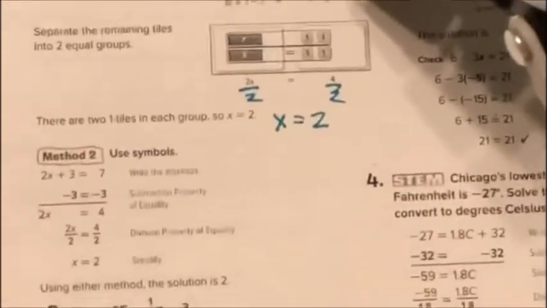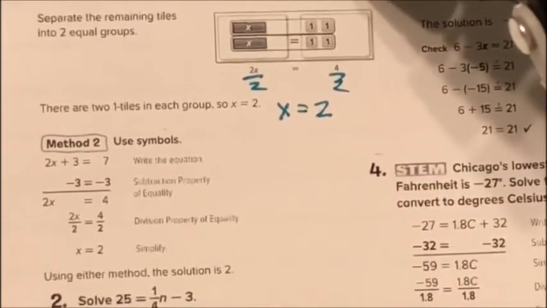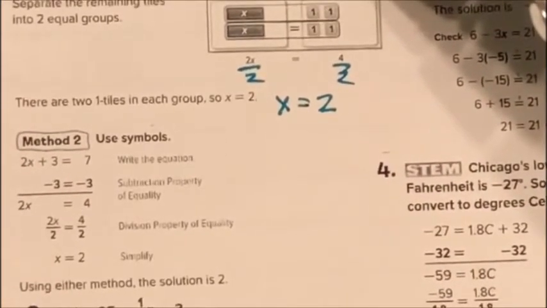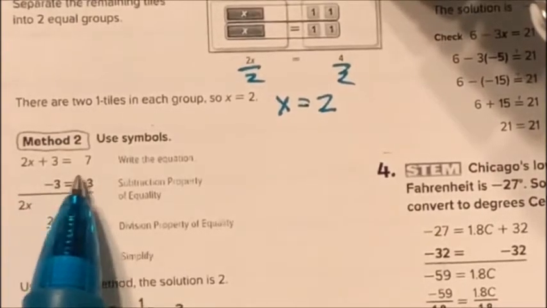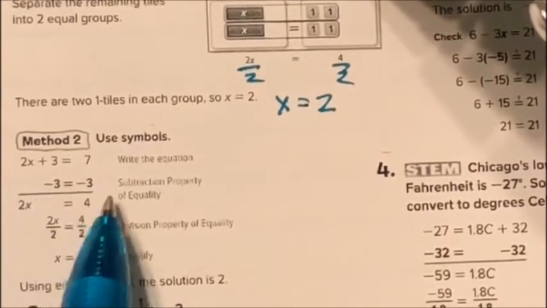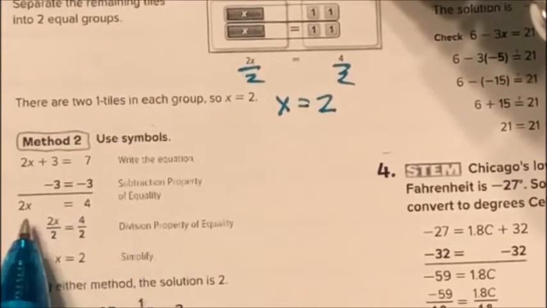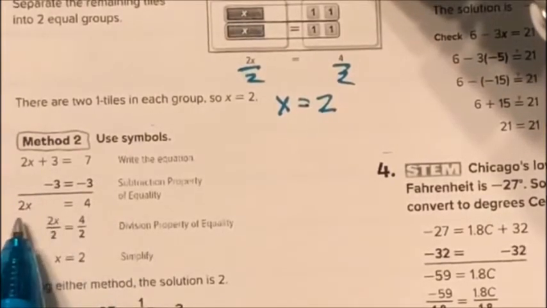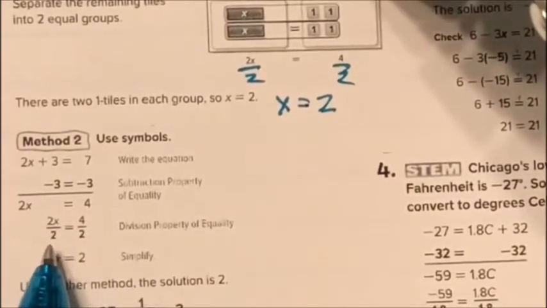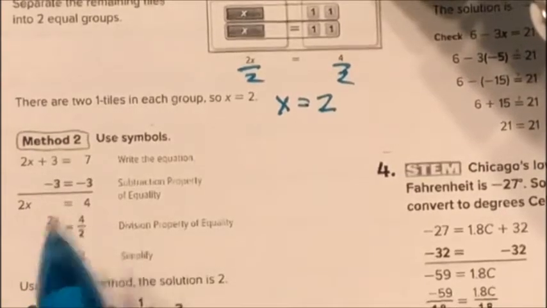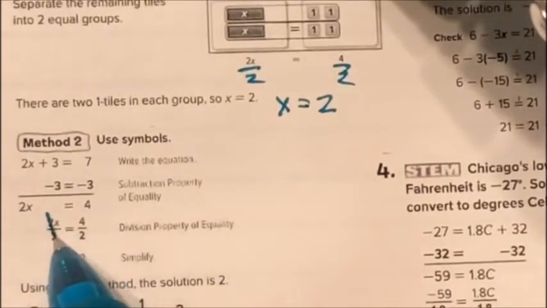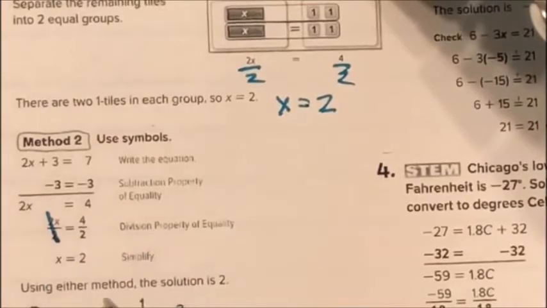Method 2 is to use symbols. So I write the equation, 2x plus 3 equals 7. I subtract 3 from both sides, so this becomes 0. So 2x equals 4. In order to get x by itself, I divide by 2. 2x divided by 2 gives me x because the 2's cancel out. 4 divided by 2 gives me 2. So either way, I get a solution of 2.